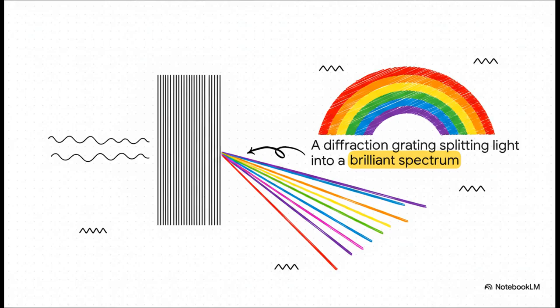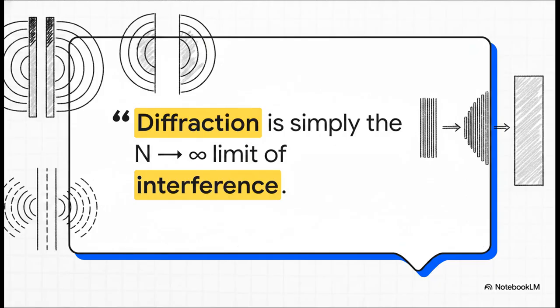And because the exact angle of those sharp bright spots depends heavily on the wavelength, if you shine plain white light through a grating, it acts like a superprism. It splits the light completely apart, producing a brilliant, multicolored spectrum where every specific color peaks at its own precise angle. So, after looking at all these categories, single slits, double slits, gratings, I really want to leave you with this profound conceptual takeaway from our source text. Diffraction is simply the n approaches infinity limit of interference.